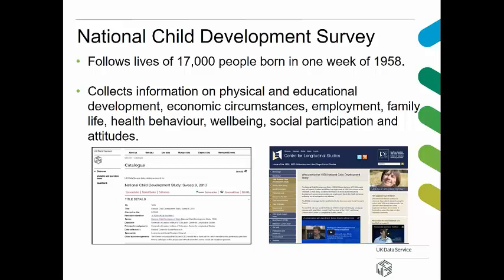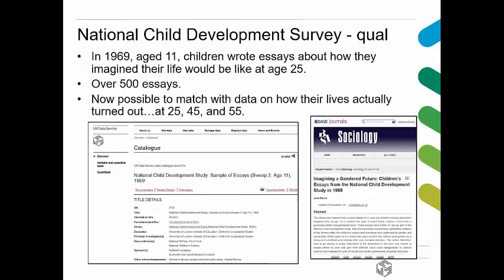By this point, the information collected is absolutely comprehensive. It includes information about physical development and education, economic circumstances of their parents and family, employment, their own health and well-being, and social participation. And it's absolutely sweeping in terms of what's included. So simply from a standpoint of quantitative data, it's very good. But what makes it even better is that there was a qualitative addition to this fantastic collection that allows for very rich mixed methods to be done.